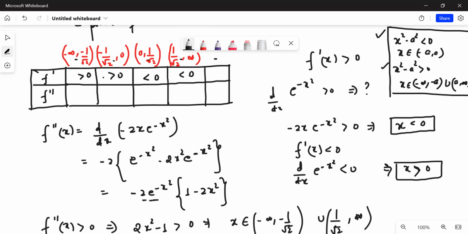So for all x greater than 0, the function's first derivative is negative. The function's first derivative is positive for all x less than 0. Look at x less than 0: minus infinity comma minus 1 upon root 2, minus 1 upon root 2 comma 0. For x greater than 0 your function's first derivative is negative. For all x less than 0, your function's first derivative is positive. Is that clear or is that not clear?